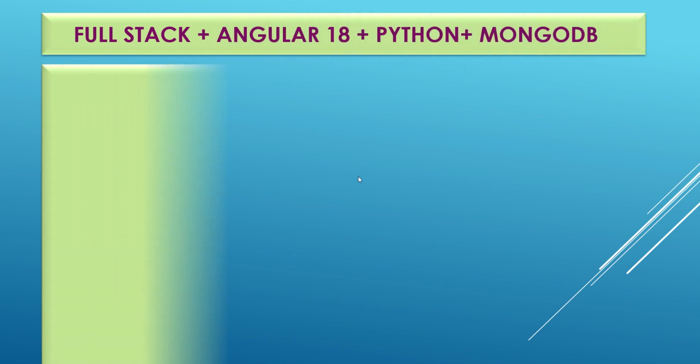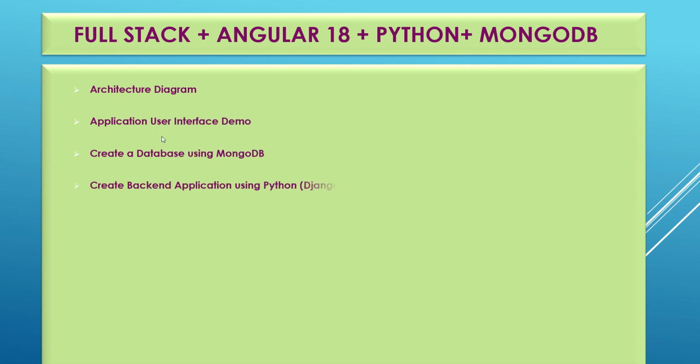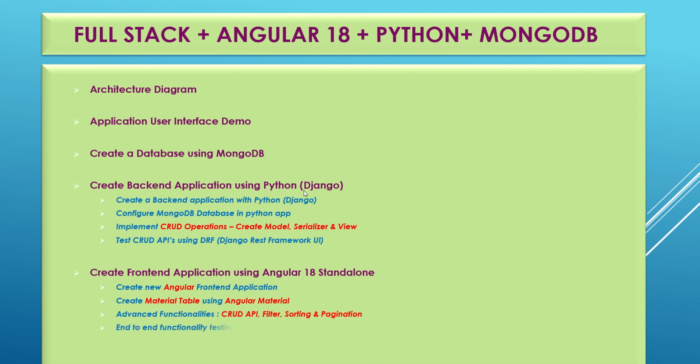So these are some points which we are going to implement in sequence. First, we will see the architecture diagram. Next, I will show you a small user interface demo. Next, we are going to create a MongoDB database and collection. Next, we are going to create our backend application using the Python Django framework. In that, first we will create our backend application.